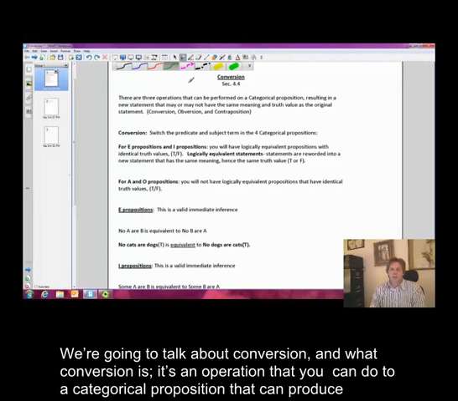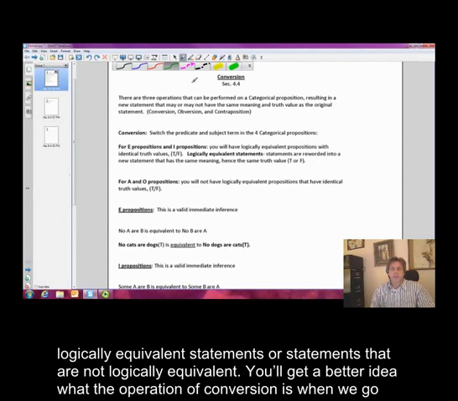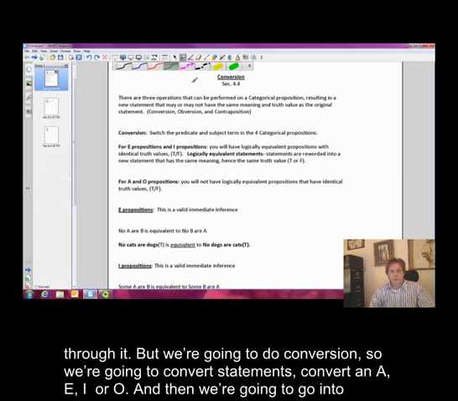Okay, we're going to talk about conversion. Conversion is an operation that you can do to a categorical proposition, and it can produce logically equivalent statements or statements that are not logically equivalent. You'll get a better idea what the operation of conversion is when we go through it. We're going to convert statements, an A, E, I, or O.